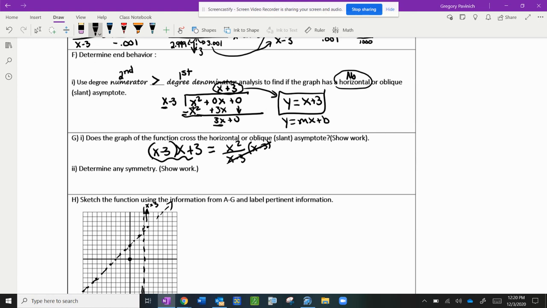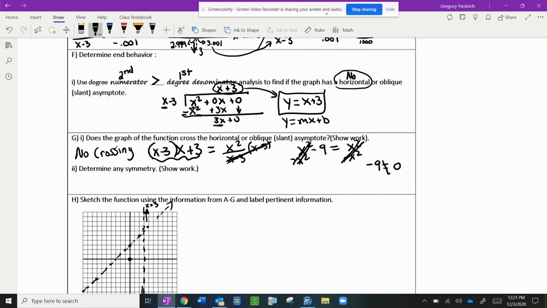And I'm just going to work this out. I'm going to multiply this difference of squares. So I get x squared minus 9 equals, and I'm left with x squared on the other side. Always try to move your variable term first, because it should right away describe whether you're going to cross or not. So I have negative 9 equals 0. My variable terms canceled off. That's not true. So what this is saying is these two functions do not intersect. So they will not cross. So no crossing. My rational will not cross through this slant asymptote.